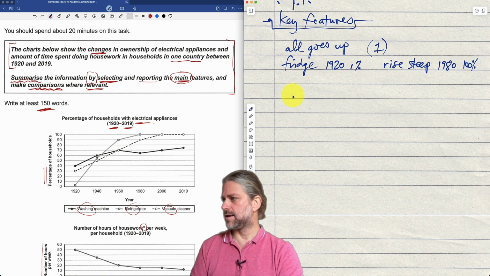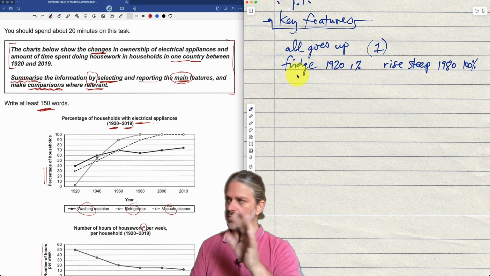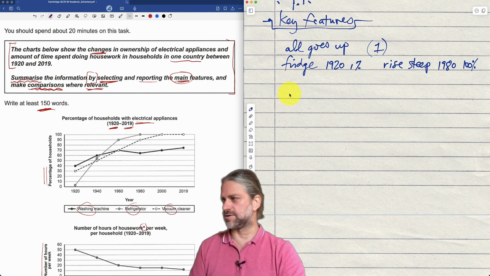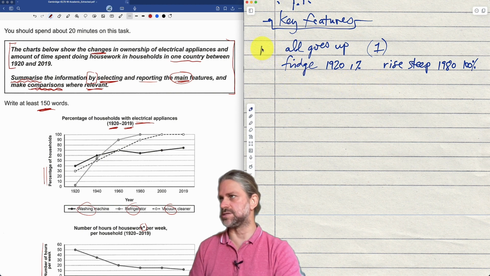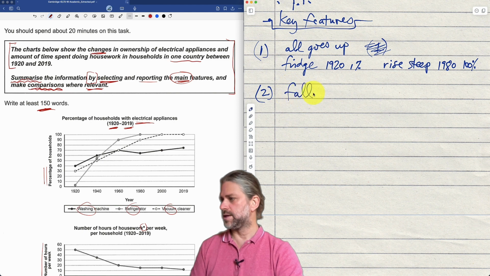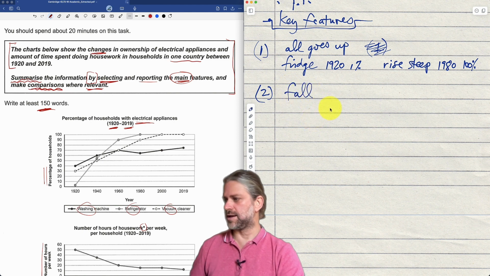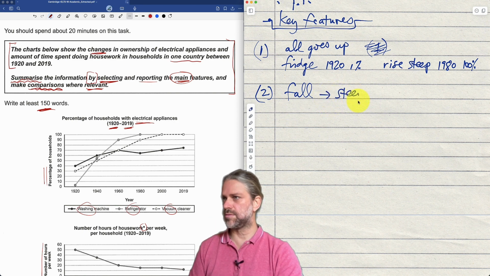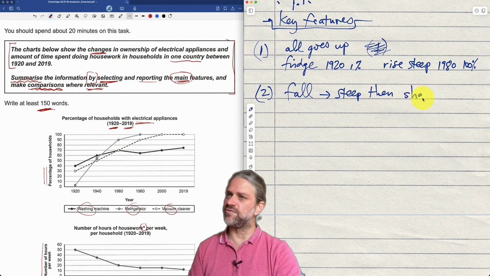The vacuum cleaner and the washing machine. Well, let's not focus on that. Let's look at, okay, so this is, sorry, let's separate it like this. So this is graph number 1, and in graph number 2, it's a fall, steep at first, then shallow. A shallow, would it be shallow? Yeah, a shallow, or let's use a better word, gentle.